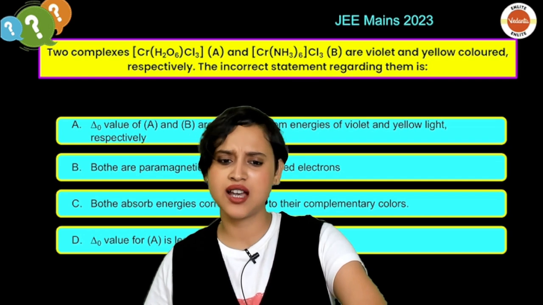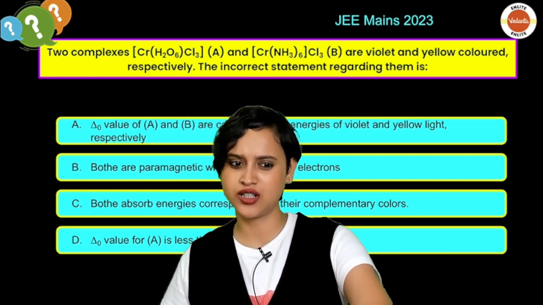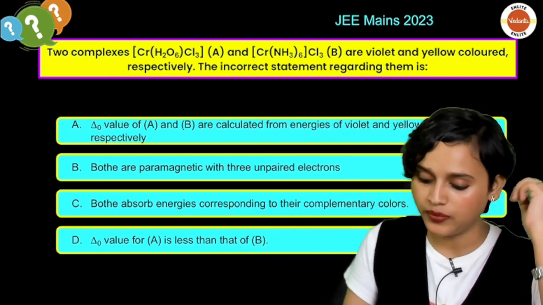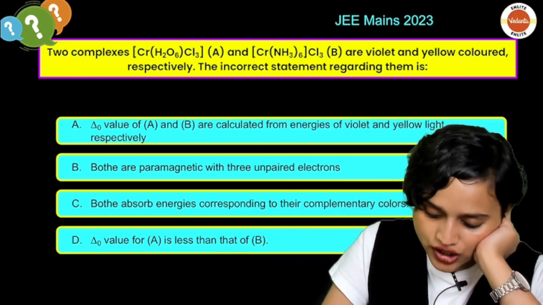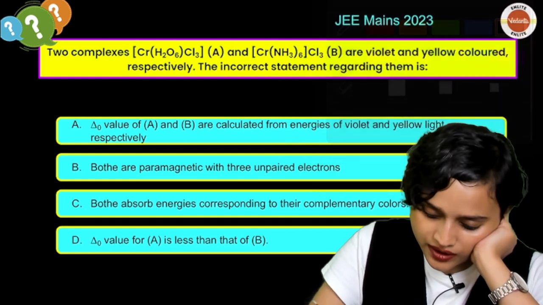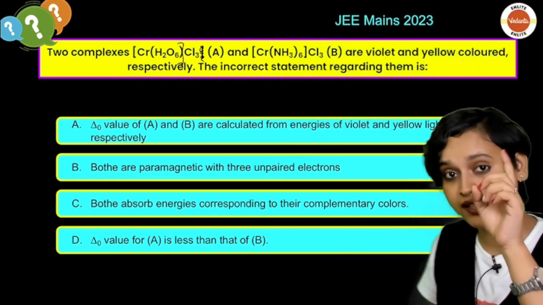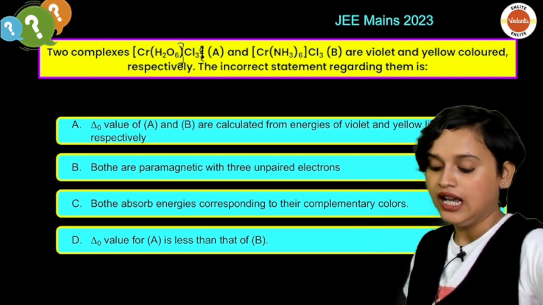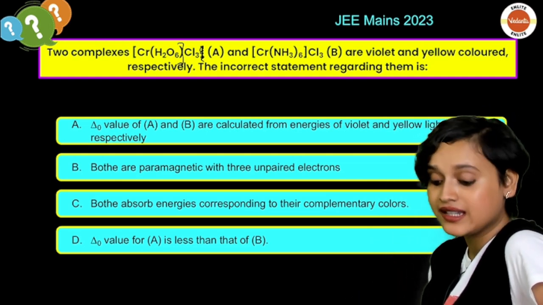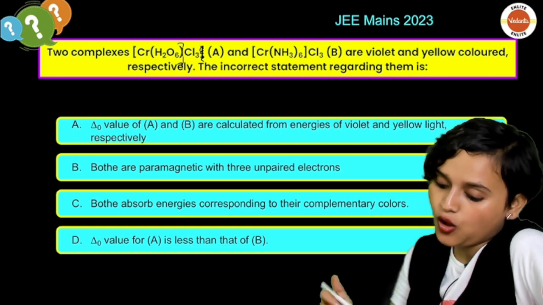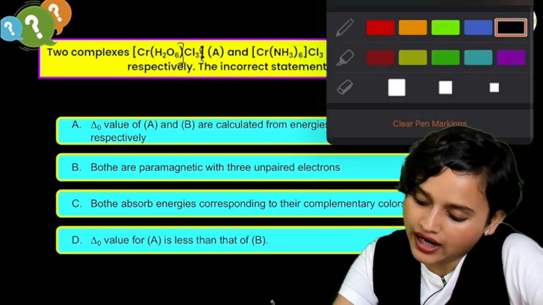That means we will have to solve a question. So let's solve the question, guys. The question is: two complexes, Cr(H2O)6 Cl3 is considered to be compound A, and Cr(NH3)6 Cl3 is considered to be compound B. They are violet and yellow colored respectively. What is the incorrect statement regarding them?